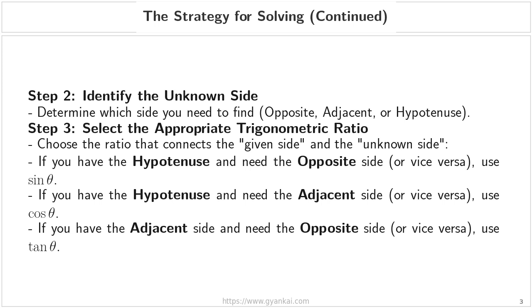Second, if you are working with the hypotenuse and the adjacent side, or vice versa, you should use the cosine of theta. And finally, if your calculation involves the relationship between the adjacent side and the opposite side, you will use the tangent of theta. Remember, the key is to always look for the ratio that links the information you have to the information you need.